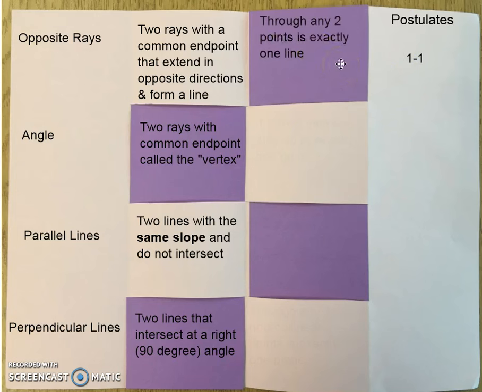through any 2 points is exactly one line. So if we have 2 points, we can draw a line between them. I can only draw one line. There's only going to be one existing line. If I draw another line, it's not going to be straight. I could curve around and go the other way, but to really be a straight line, there's only one between 2 points.